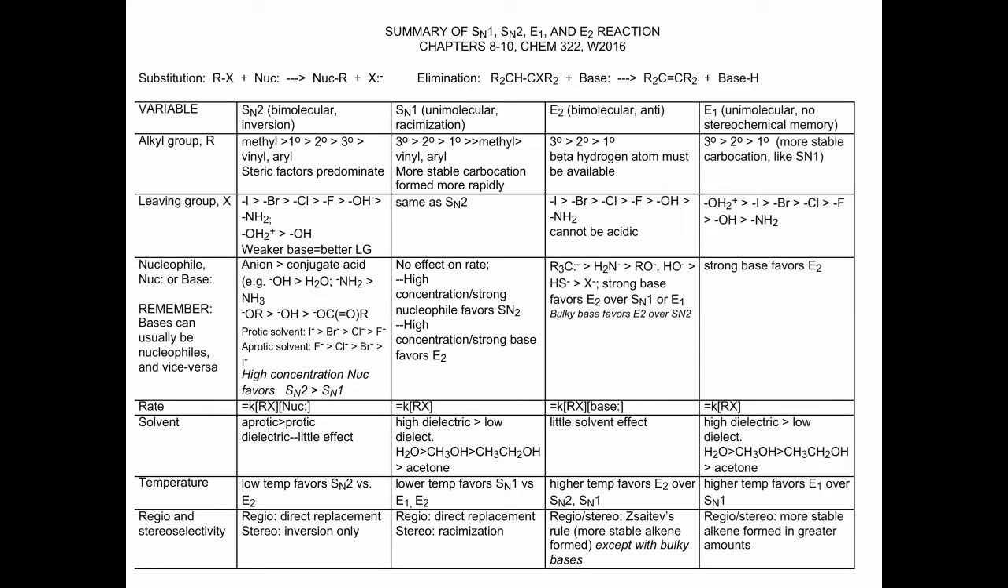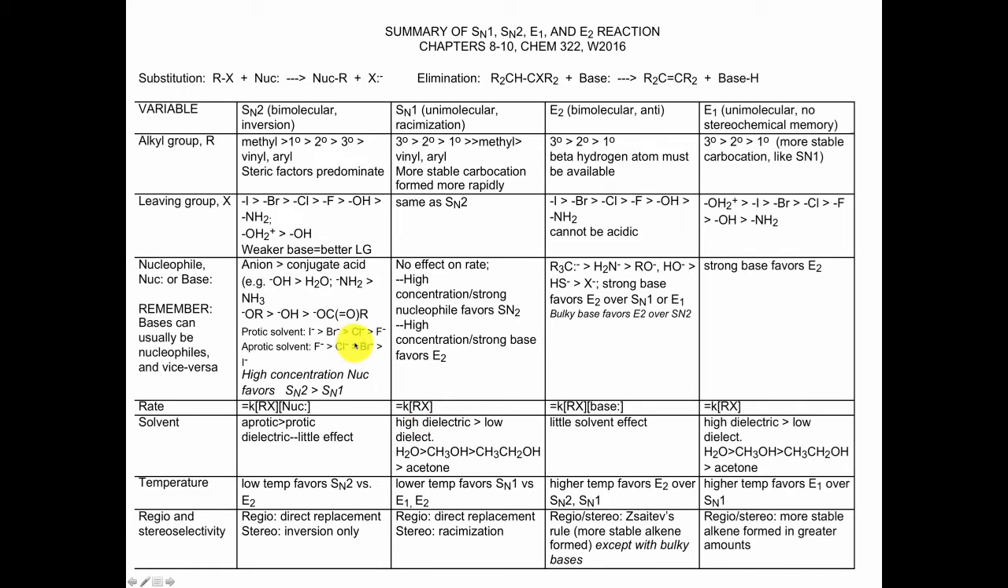Now here's a chart I prepared many years ago for classes that summarizes all the things that affect the rates of SN1, SN2, E1, and E2 reactions. In particular, for the bimolecular reactions, SN2 and E2, the rate is determined both by the concentration of the alkyl halide and the concentration of the nucleophile or the base, so adding more concentration of either of these would increase the rate. The unimolecular reactions, SN1 and E1, depend only on the concentration of the substrate.